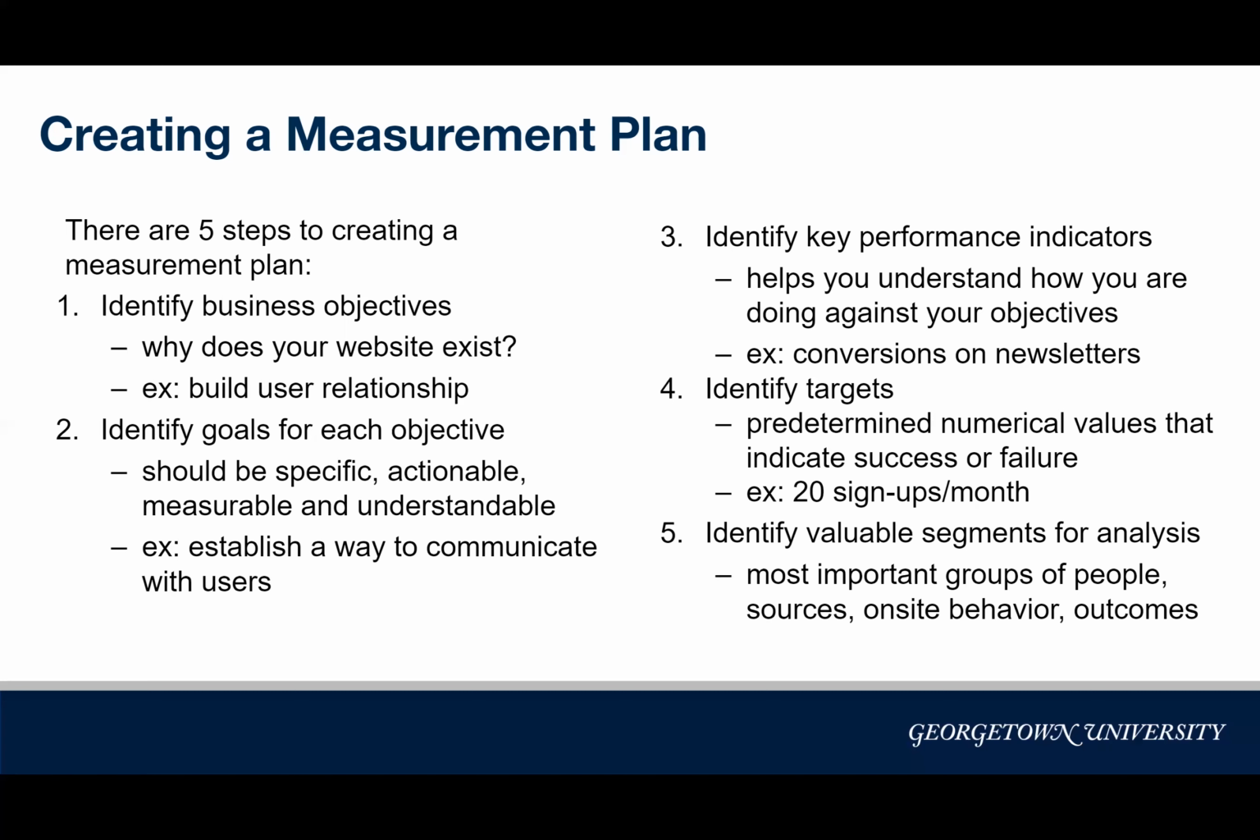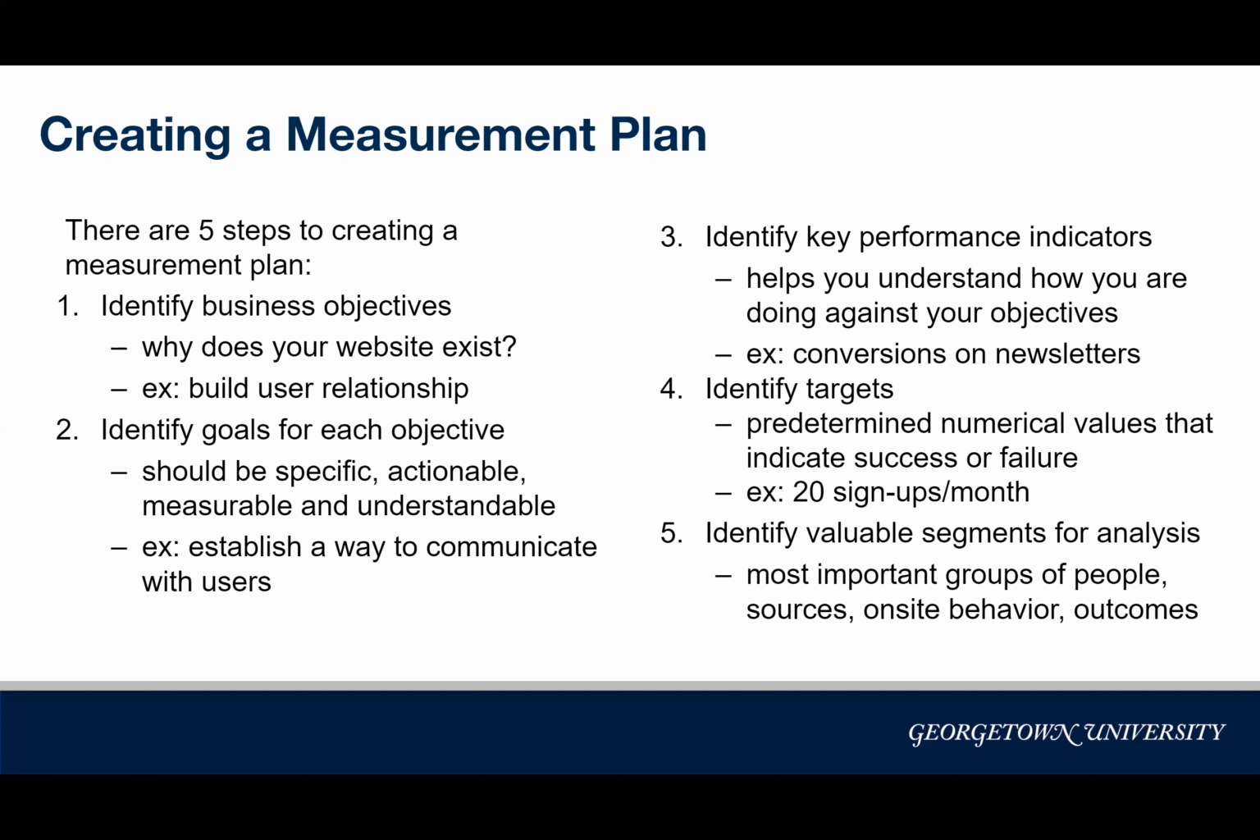Now, once you've set your goals, you'll then want to set your key performance indicators for each goal. These are going to help you understand how you're doing against your objectives. So for the goal of establishing a way to communicate with users, a key performance indicator could be conversions on newsletter signups. Now, if you remember, we said our goals need to be specific and measurable.